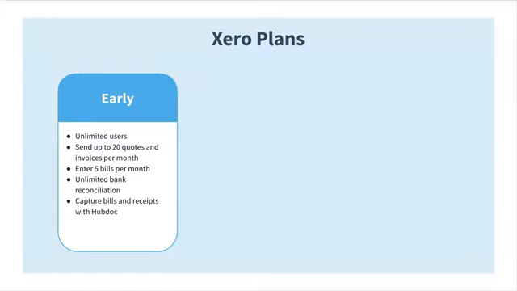The first plan is called the Early Plan. It lets you send 20 invoices and quotes, enter 5 bills into Xero, reconcile any number of bank transactions, and use HubDoc, which is Xero's data capture tool. Now, we don't go over HubDoc in this webinar, but I definitely recommend checking that out if you have a lot of bills that you need to bring into Xero.